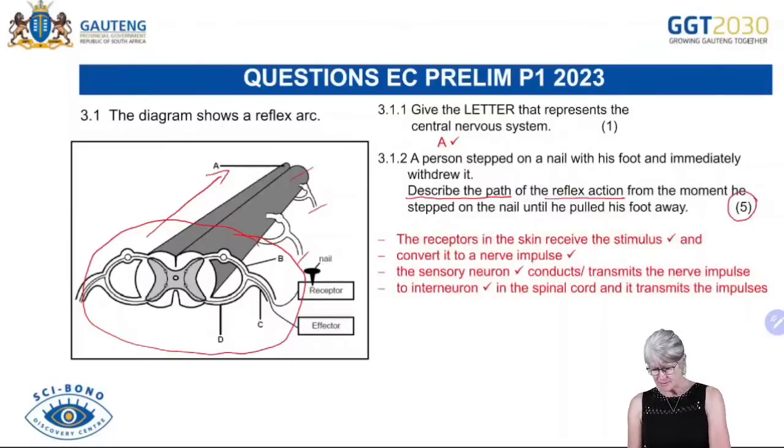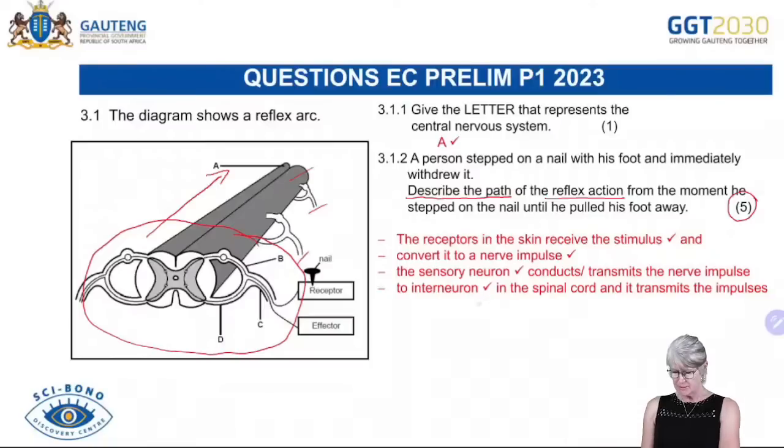So it transmits the nerve impulse to the interneuron, because remember we said that is the connector between the sensory neuron and the motor neuron. So the interneuron receives the impulse in the spinal cord, and then it's going to transmit that impulse, because now your body wants to protect itself. So the thing to do is to pull the foot away. So now it must effect a response.